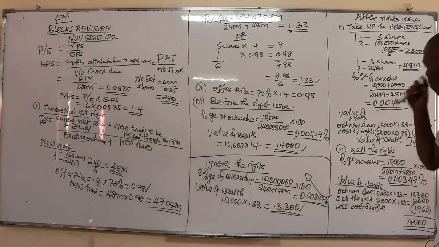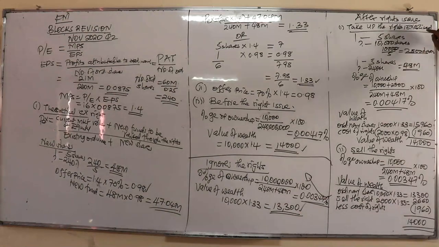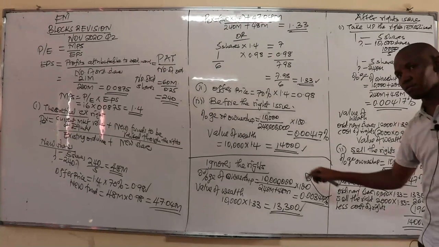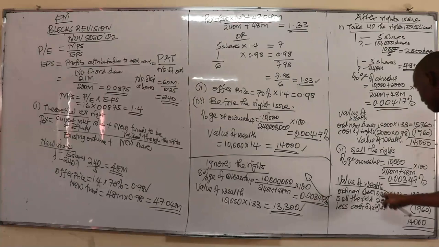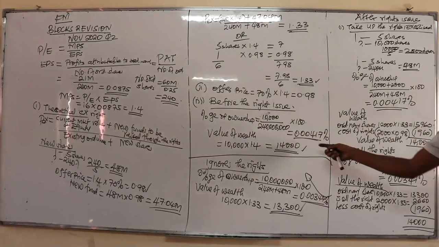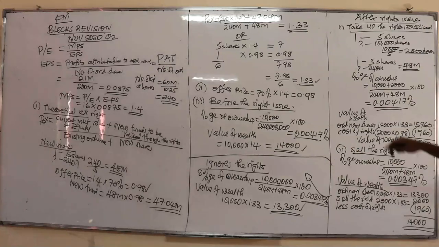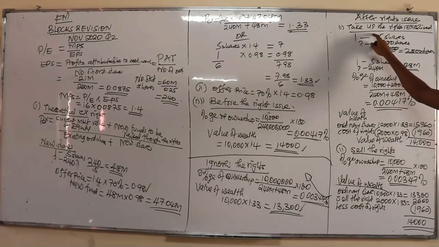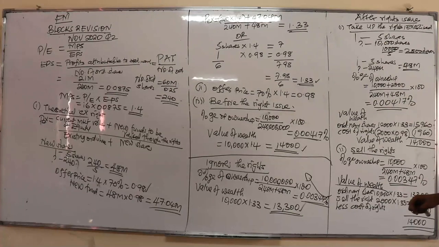Now, when you check on this other one, if he takes the rights issue, the value of wealth is still 14,000. Still in this case, it will also be 14,000. Which in that case, the value of wealth is just the same. But out of exercising the rights and sale of the rights, which will be the best option for the investor? That is whereby you base on the percentage of ownership.